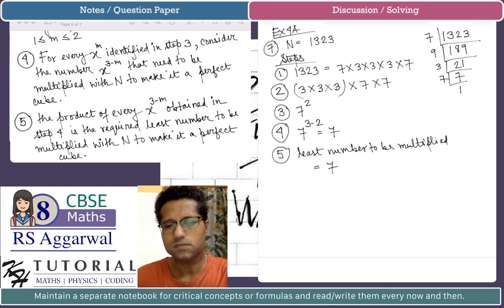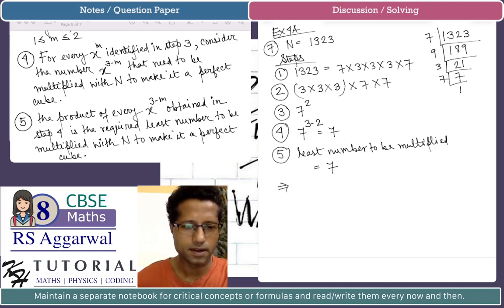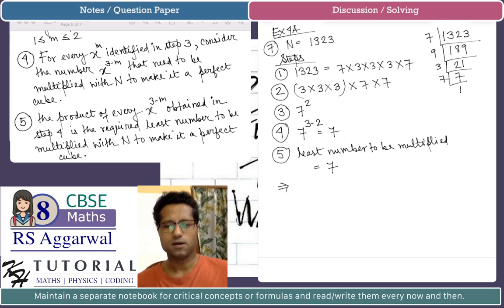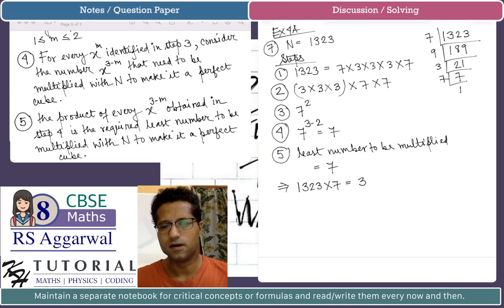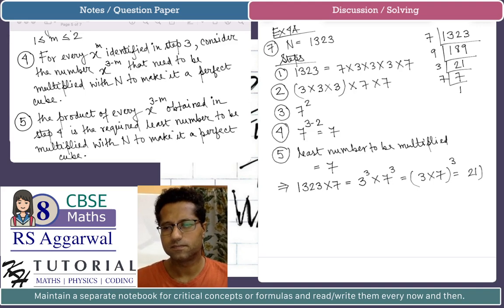Now, the problem is asking the smallest number by which 1323 must be multiplied to make it a perfect cube. If you multiply 1323 with 7, the number we are getting will be obviously 3 cube multiplied by 7 cube, and this is equal to 3 multiplied by 7 whole cube. This is equal to cube of 21.